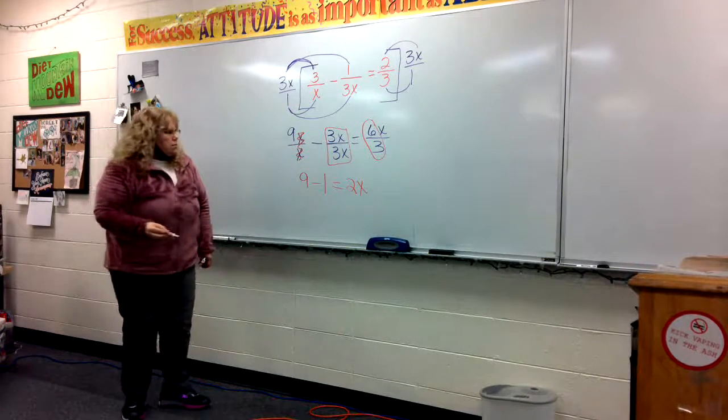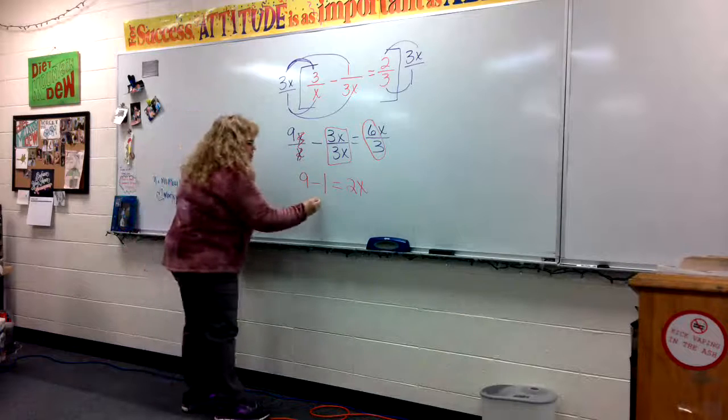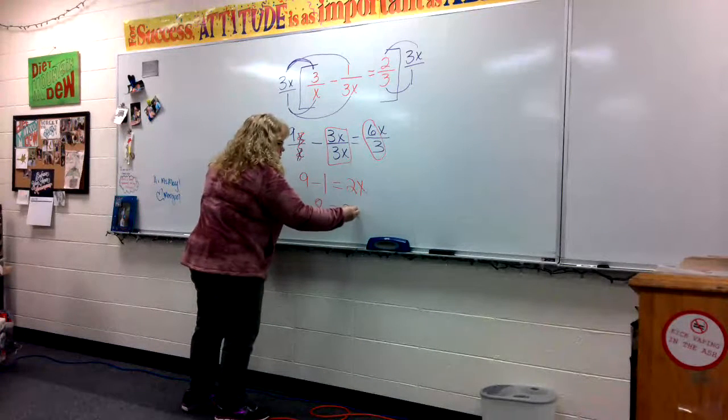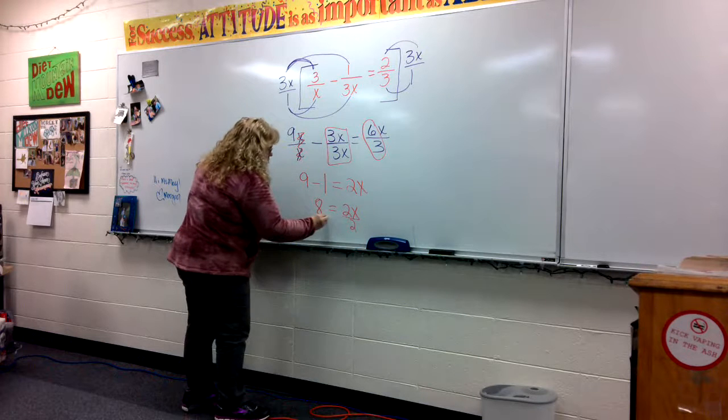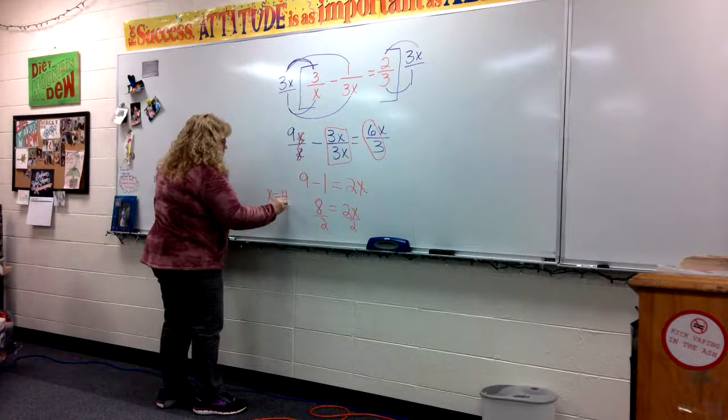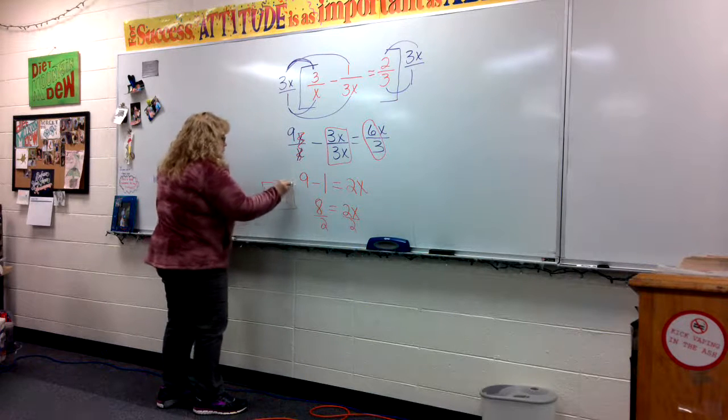Right? Oh, look how easy that is. 9 take away 1 is 8. Divide by 2, divide by 2. So what do you get? X equals 4.